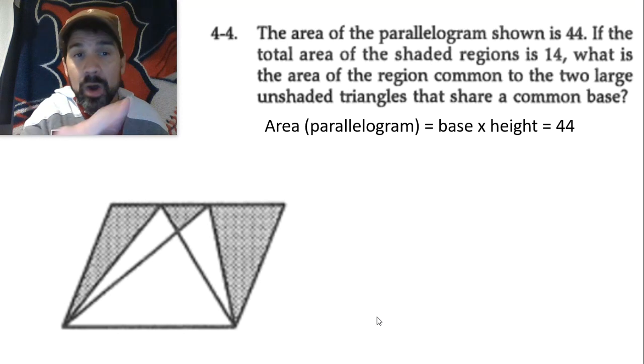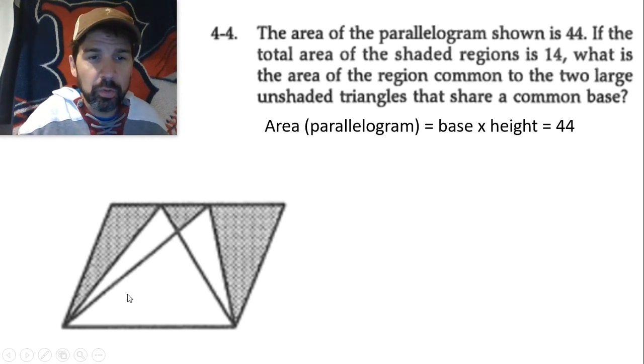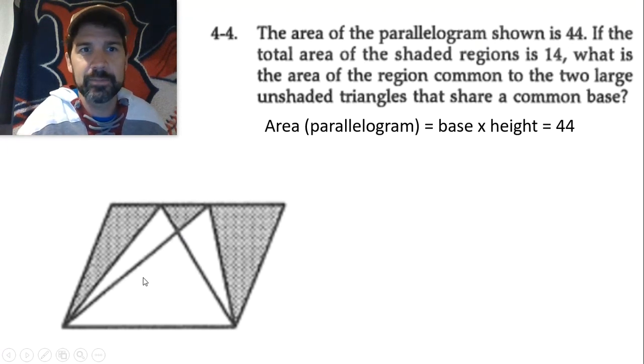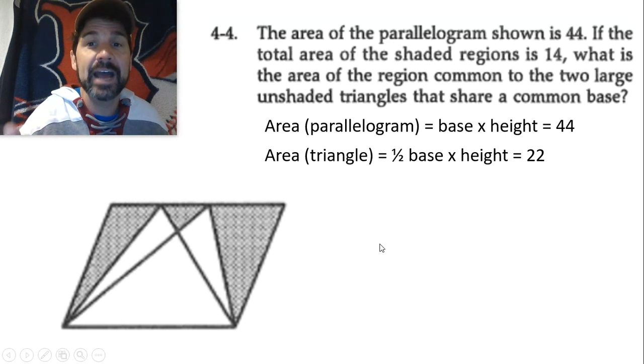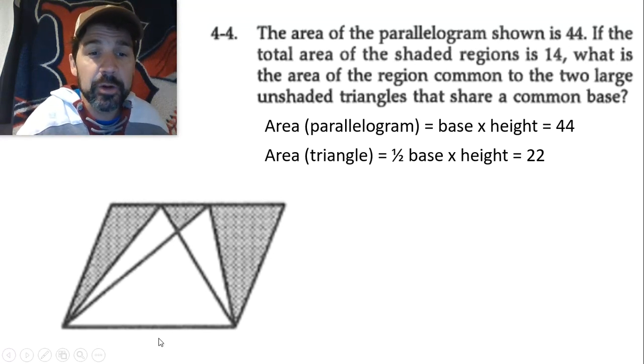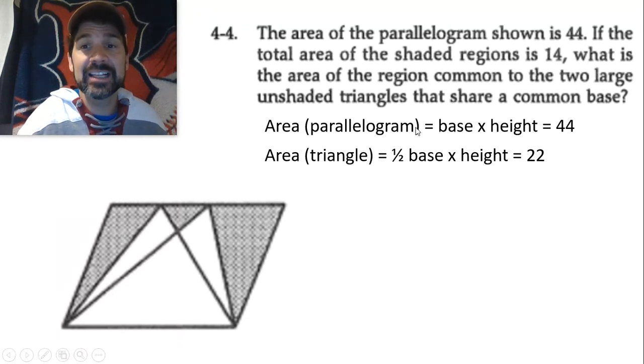And the area of one of these triangles that goes all the way to the top, not this little guy, but the one that goes all the way to the top, one of these triangles or the other one, they both have to have the same area because their area is 1/2 base times height. Here's your base. Your height is the altitude, perpendicular to the base. Because it's 1/2 base times height, same base, same height, it's got to be 22. So each of the bigger triangles is 22.